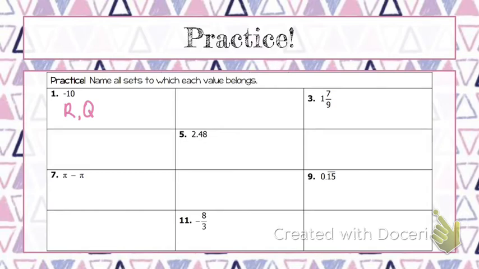And then within rational, we need to look at integers. That's the next biggest group. Is -10 a number line number? And yes, it is. So it's going to get a Z as well.